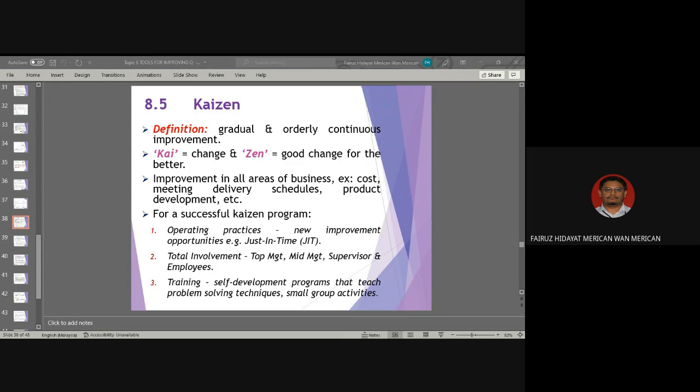Okay, so the training process is not just to enhance your skills, but also to enhance your ability to solve problems, by studying different approaches or techniques to solve problems, and also training in or enhancing the self through these small group activities, okay, by encouraging teamwork, by brainstorming, cooperating with each other to improve the quality of the company.